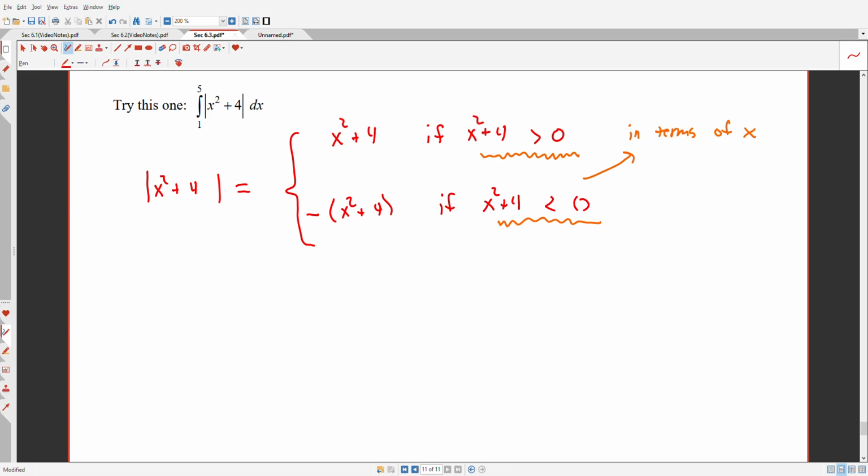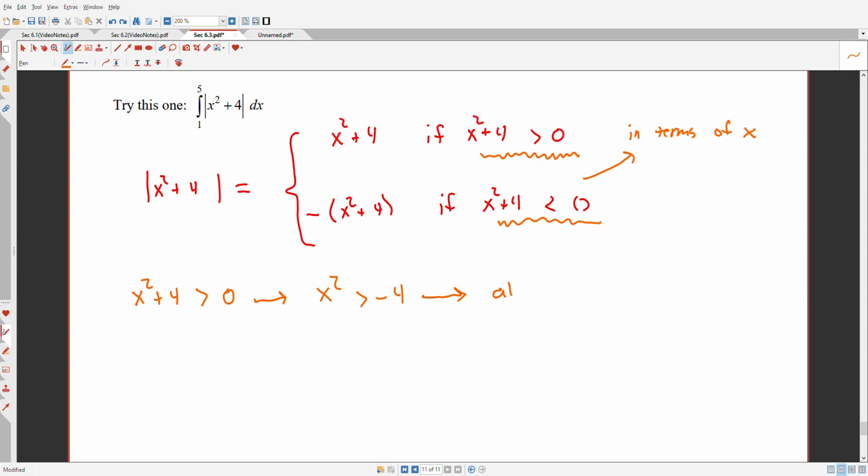And I'd really like to get these things I've underlined in orange in terms of x. So this can feel like maybe a fun or annoying review of solving some inequalities from college algebra. But I want to know, when is x squared plus 4 bigger than 0? I'd like to solve this for x. That is, when is x squared bigger than negative 4? And you might notice, wait, this is always.